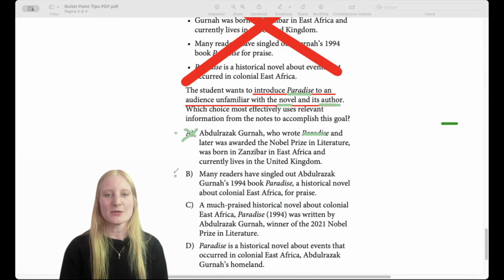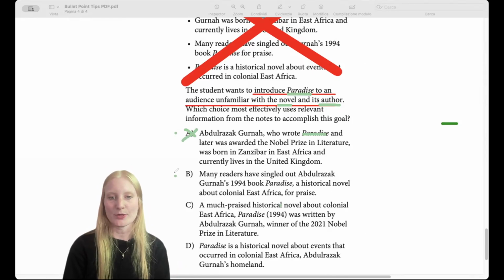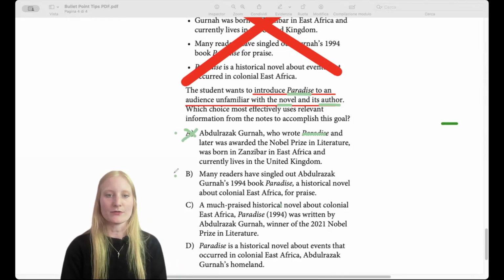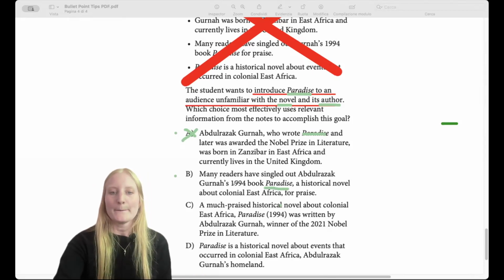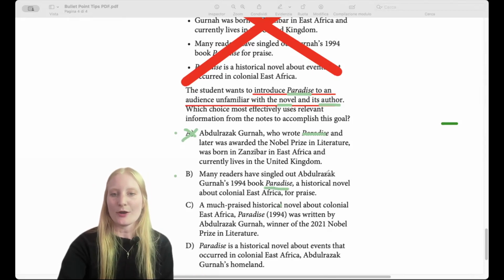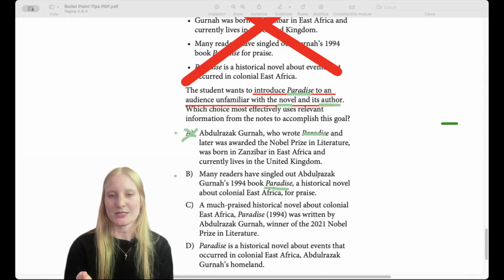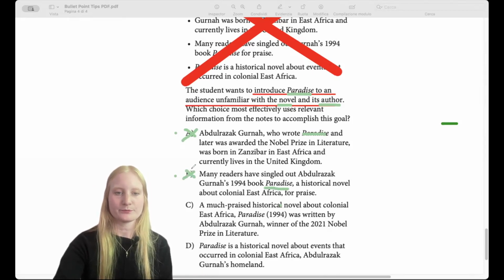B, many readers have singled out Abdul Razak Gurnah's 1994 book, Paradise, a historical novel about colonial East Africa, for praise. Okay, so this time we actually do have a pretty good idea about Paradise, right? We know it's a historical novel. We know it's about East Africa. We know it was written in 1994, but it doesn't really tell us about the author, right? We don't have an introduction to them. Okay, so we can go ahead and eliminate B.